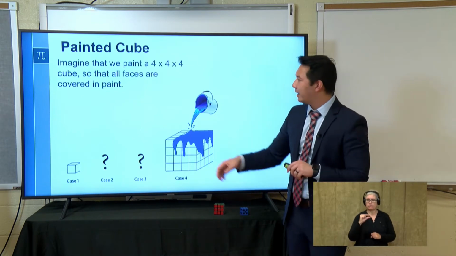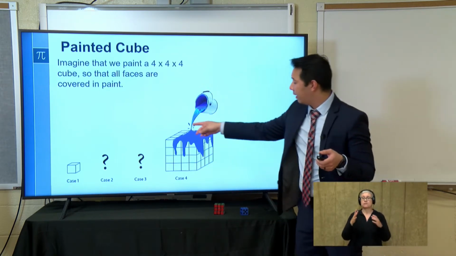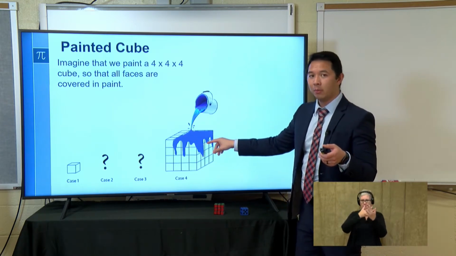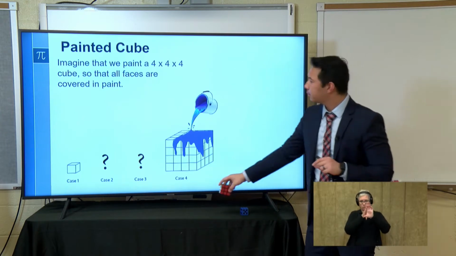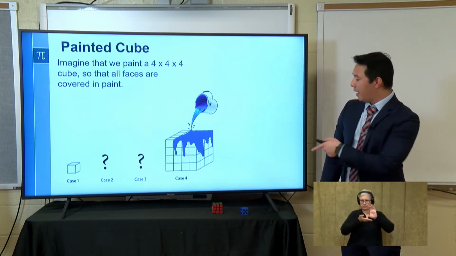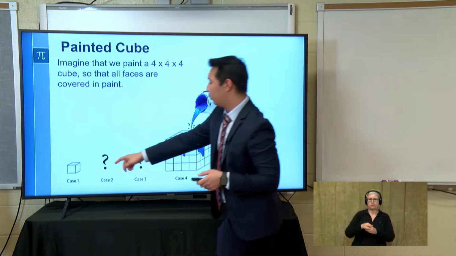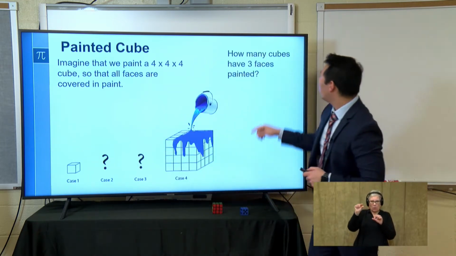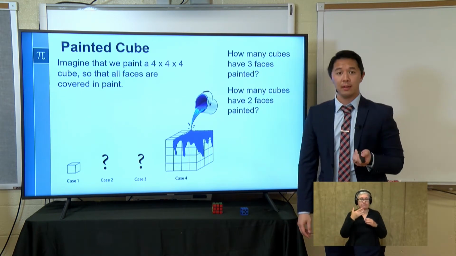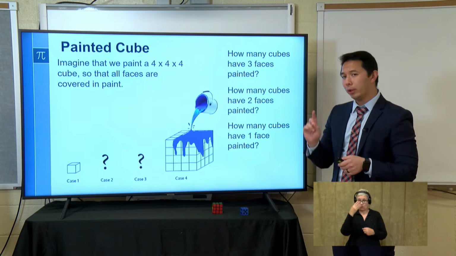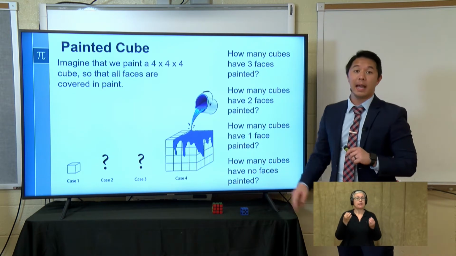And what I want you to understand is in this particular task, we're imagining that we're painting this 4x4x4 cube on all of its faces. So all of these surfaces are covered in paint. And I want to know, if I'm covering this entire thing in paint, how many of these smaller unit cubes, these 1x1 cubes, will have 3 faces painted, how many are going to have just 2 faces painted, how many will have only 1 face painted, and then how many are going to have no faces painted at all.